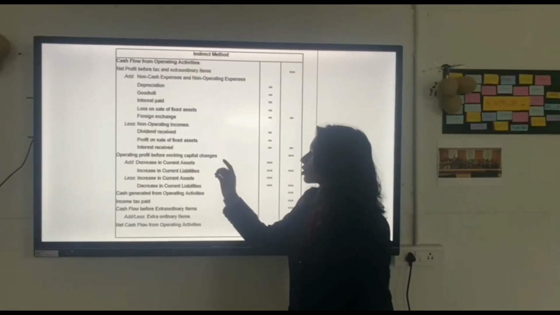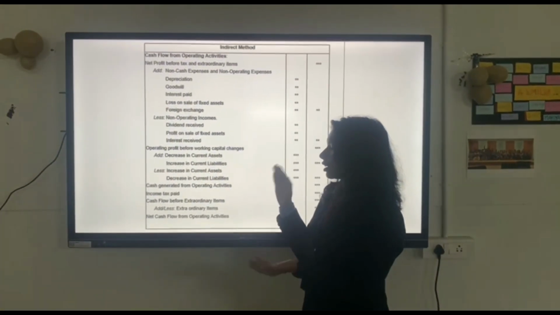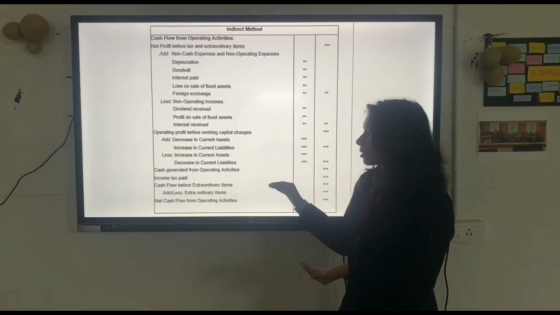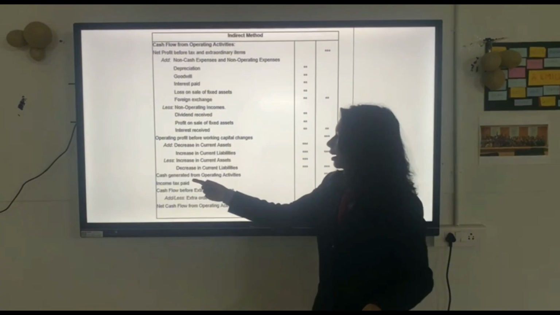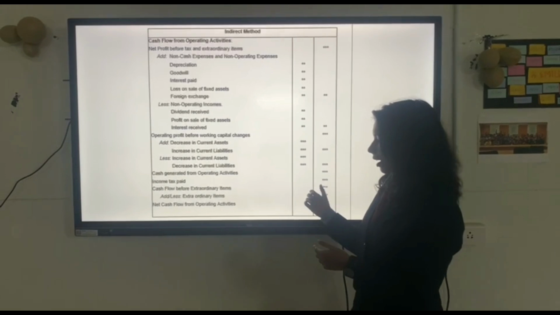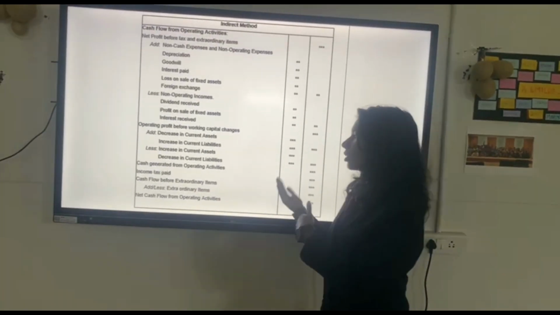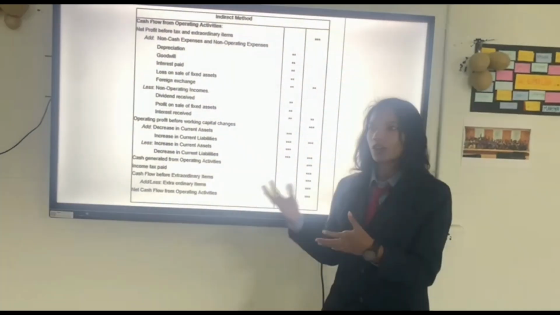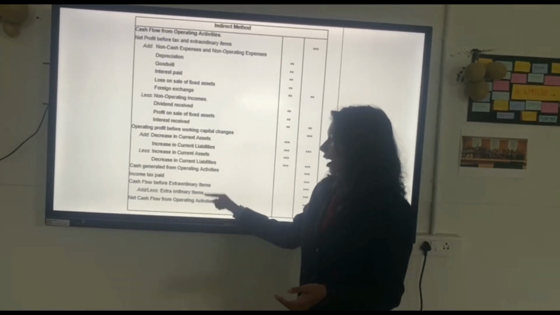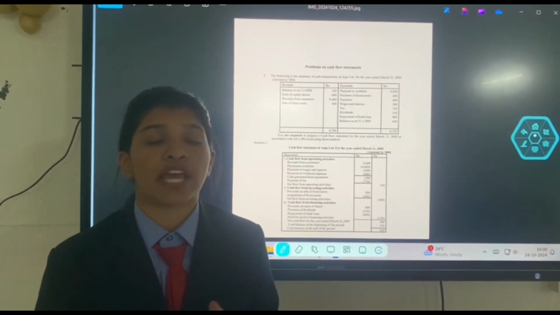After that, we should add the decrease in current assets and increase in current liabilities. After that, we should deduct the increase in current assets and decrease in current liabilities. After all these adjustments, we will get a figure which will be the cash generated from operating activities, and from that we should deduct the income tax paid, and then we will get the cash flow before extraordinary items. Then we should add or deduct the extraordinary items according to their nature, and that is the final thing. After that we will get the net cash flow from operating activities. We already discussed the format of the direct method and indirect method.